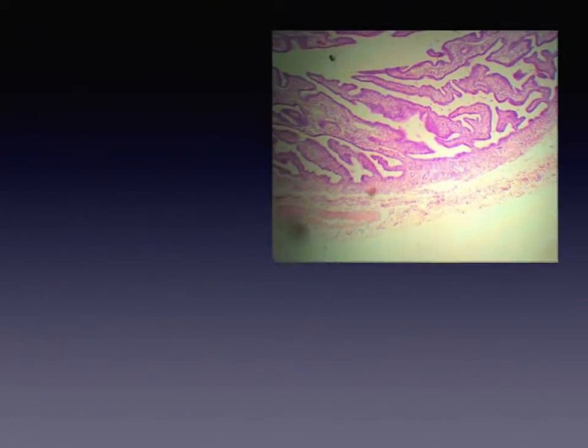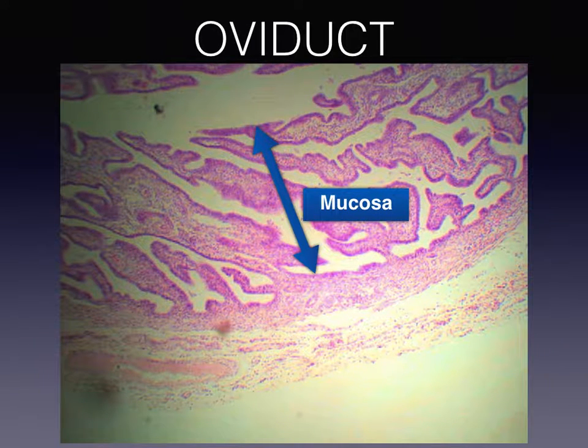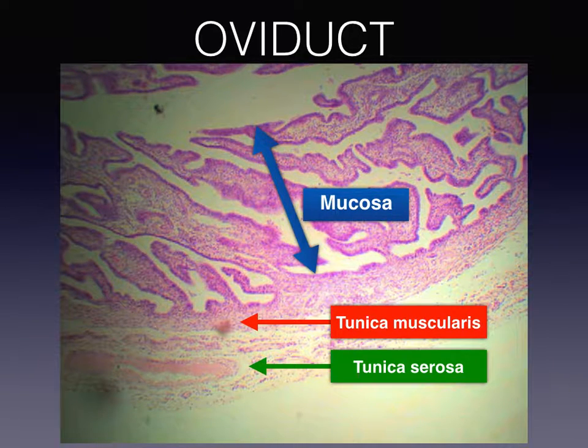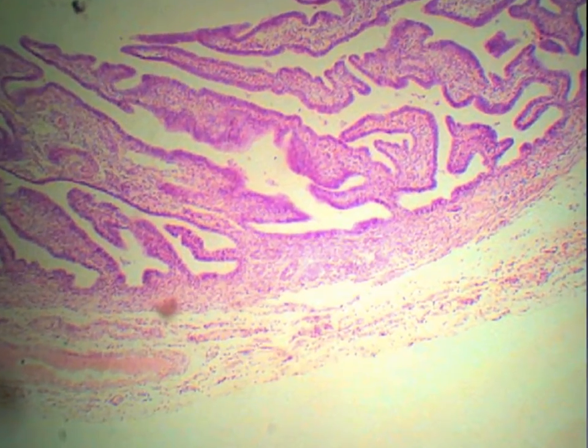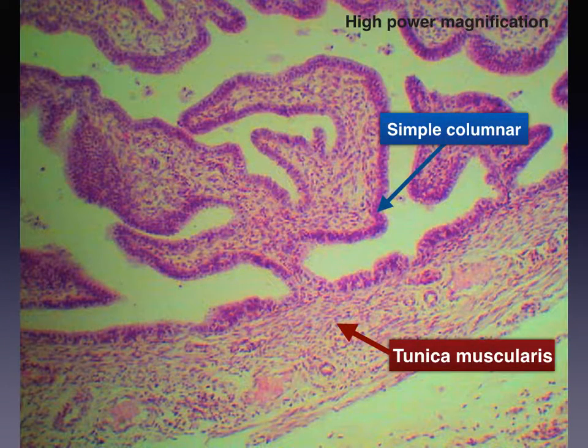Next, we have the oviduct. The oviduct is composed of layers which includes the mucosa, the tunica muscularis, and the tunica serosa. The mucosa, as you can see, is only single fold as compared to your seminal vesicles, which contains of primary, secondary, and tertiary folds. This one is only single fold of cells and is lined by simple columnar cells.